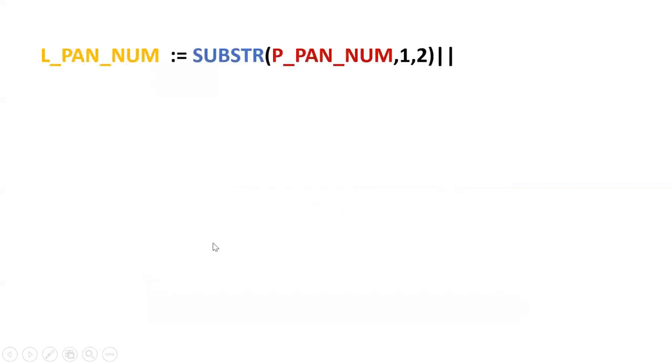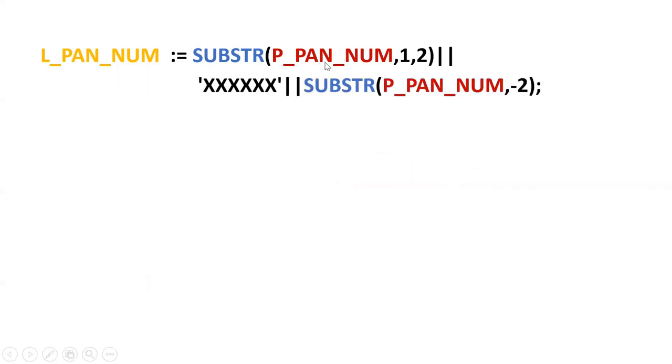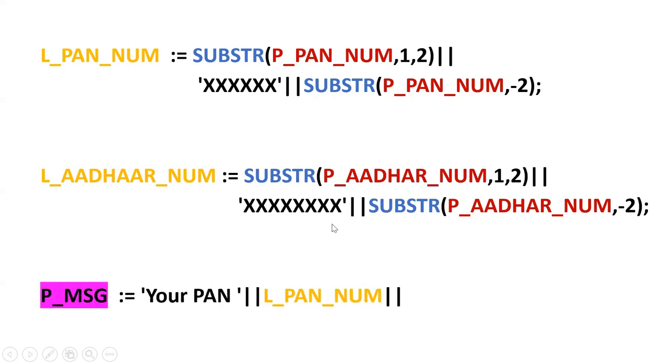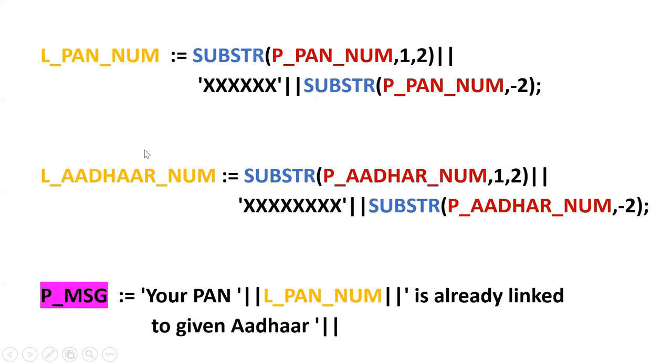Now suppose all the exceptions are satisfied. Then we need to extract the first two and last two characters, because we should not show sensitive information to the user. We should hide it, which is the masking concept. How can we do masking using substr? First two and last two, and mask the rest. In a similar fashion, do the same for the Aadhaar number: first two and last two, and the remaining X. Now the final message: your PAN, the masked PAN number, is already linked to the given Aadhaar number.